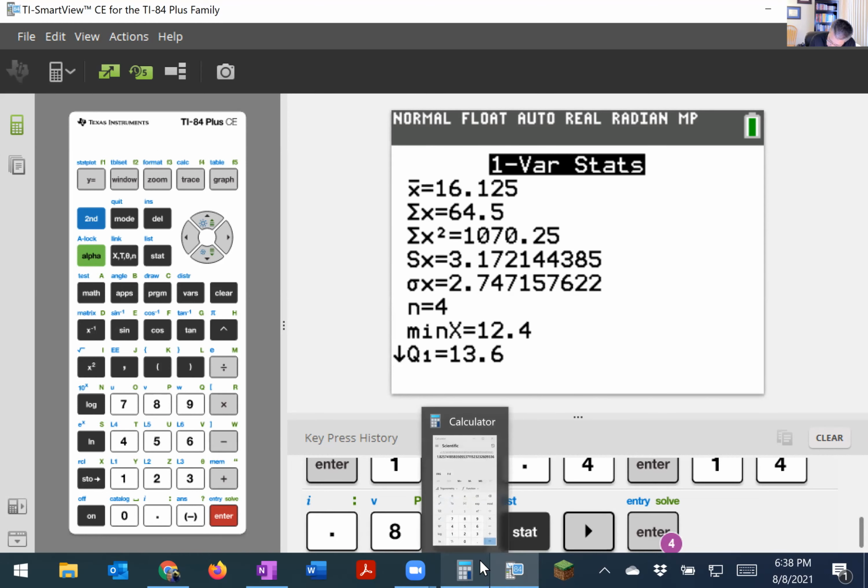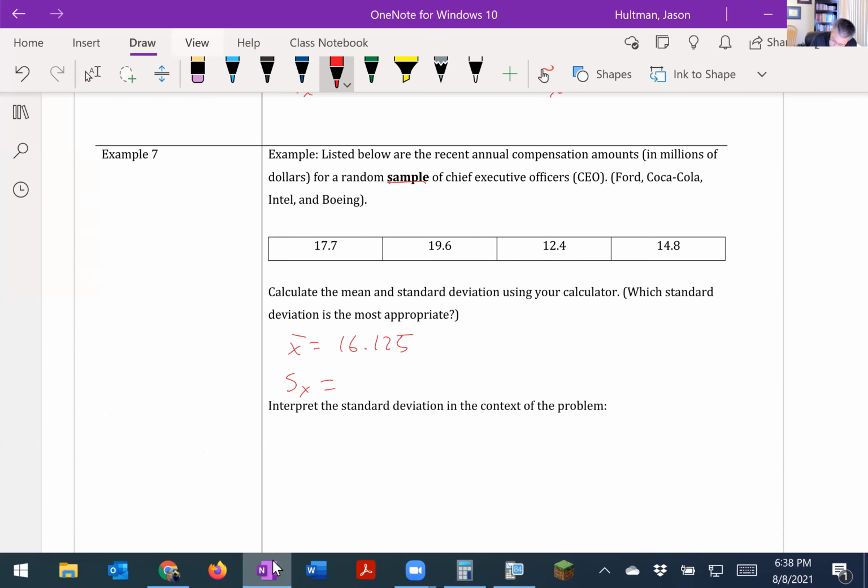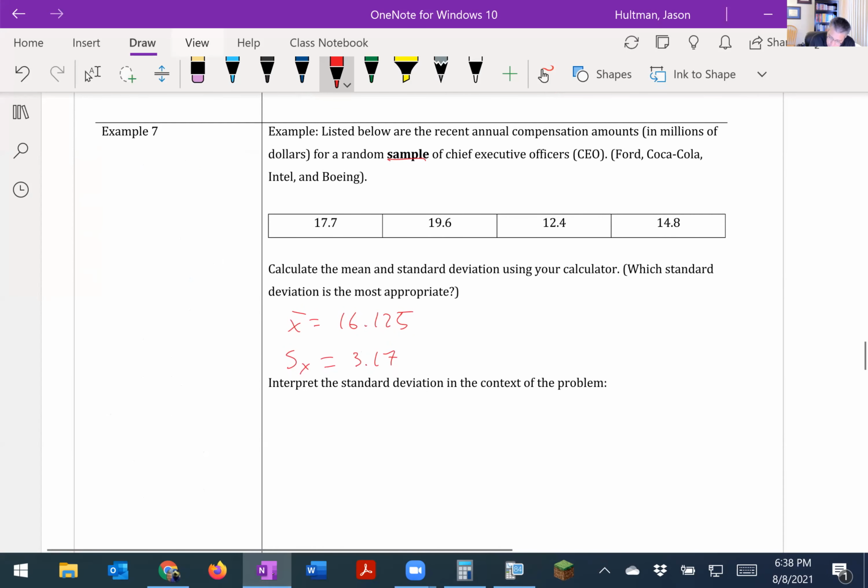So what does this mean? It says interpret the standard deviation in context of the problem. These are the millions of dollars that the CEOs are making for their salaries, right? So annual compensation, that's a lot of money per year. But let's interpret this.